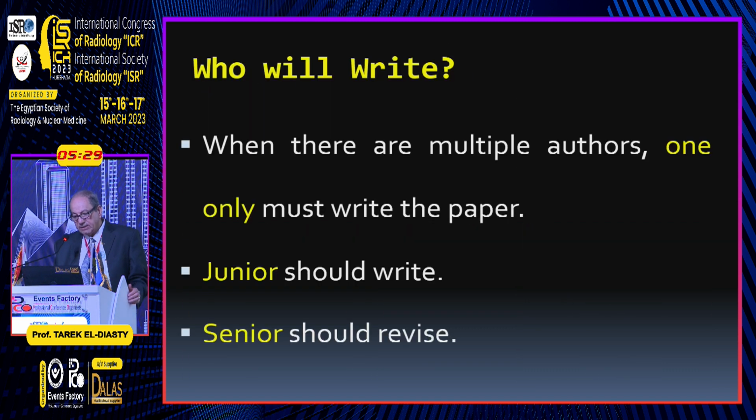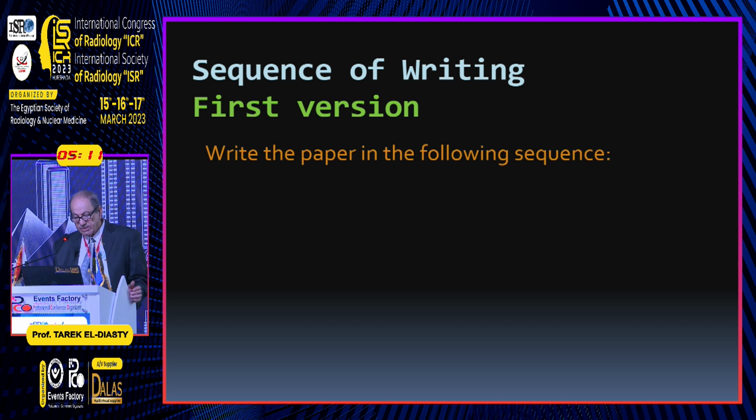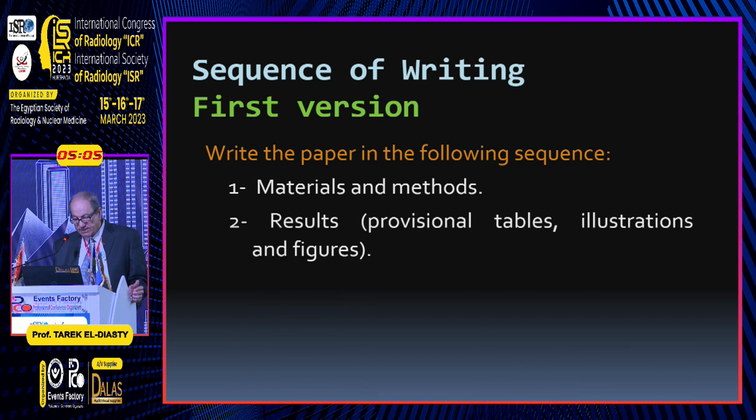So the last requirement is some tips and tricks about the mechanics of writing. Who will write? When there are multiple authors, only one must write the paper. Junior should write, senior should revise. So there is a first version of the manuscript written in the following sequence: materials and methods, then results, then discussion, and introduction at the end.